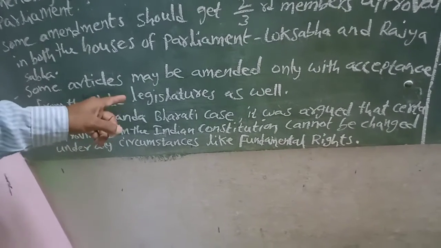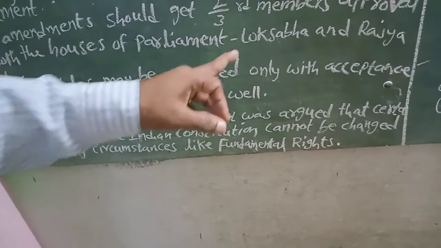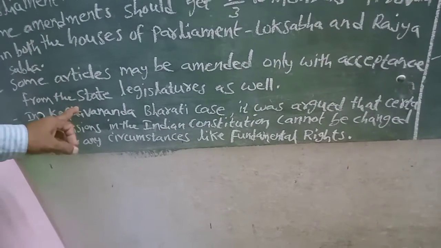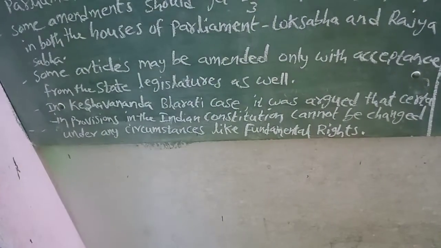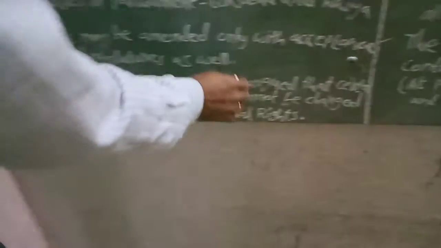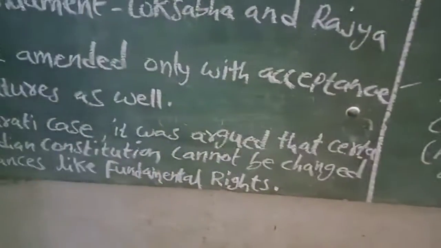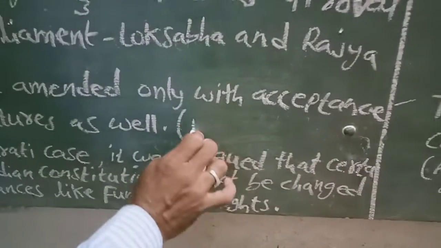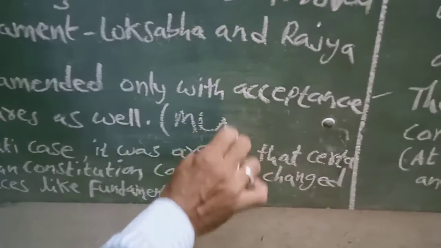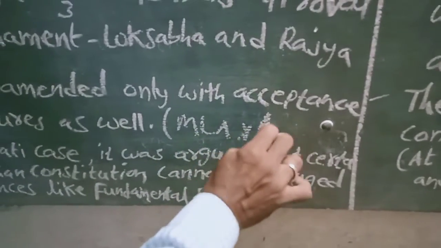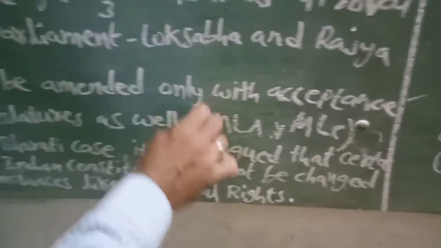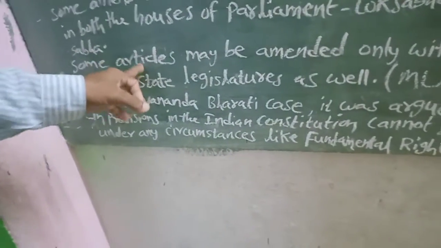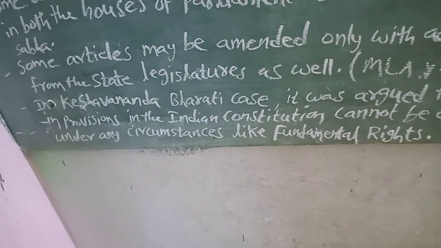Some articles may be amended only with the acceptance of the state legislatures, that is, MLAs and MLCs, along with MPs.